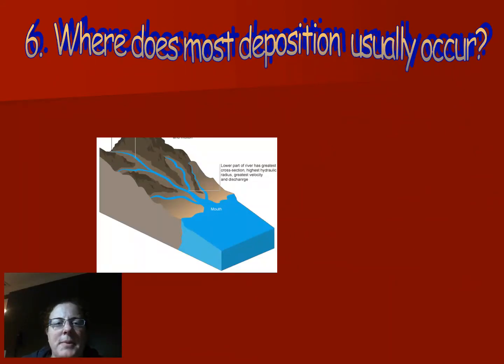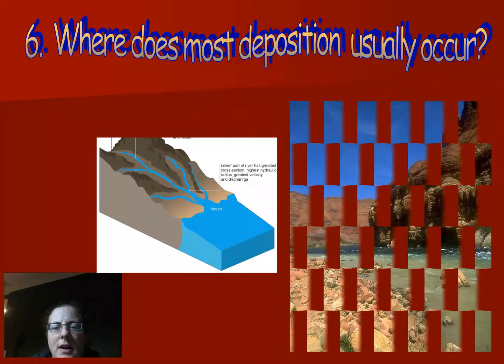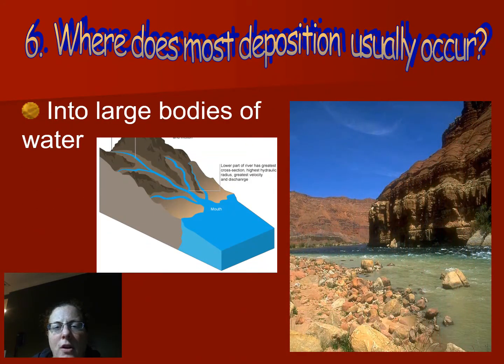So where does most deposition usually occur? It usually occurs into large bodies of water. Typically you have lots of streams, running water, carrying sediments along, and it ends up in a larger body of water where it stops moving and drops off and settles to the bottom.